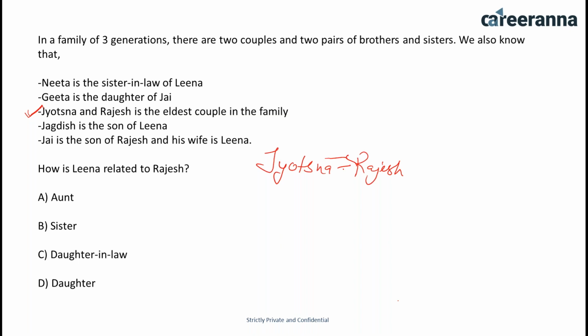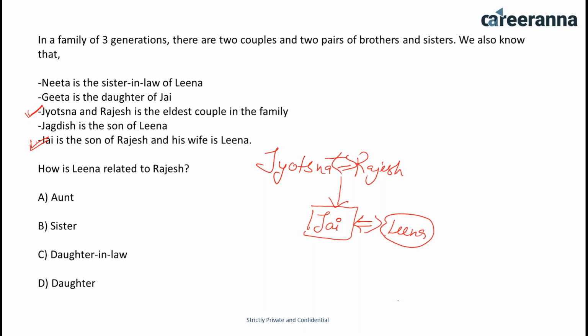Okay, they are the eldest couple in the family. Now you have to find the clue or the statement which is related to Jyotsna or Rajesh. If you see, the last statement is directly related to Rajesh, that Jay is the son of Rajesh and his wife is Leena. So you can directly set up a relation between Jay and Rajesh. Jay is the son, so you can say that Jay is a male member, and his wife is Leena, so you can make a female member, Leena. Okay, so first we use this clue because this is the direct clue which we can use, and then we use this clue. Now all our two clues are used.